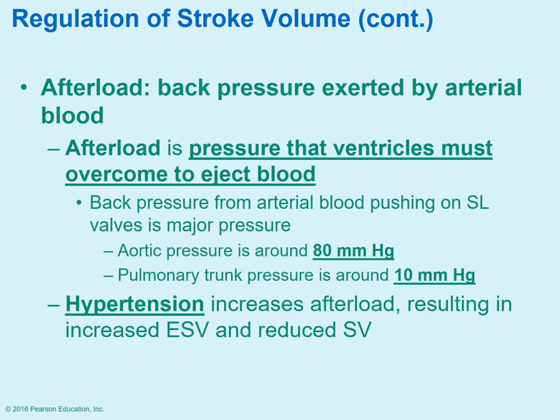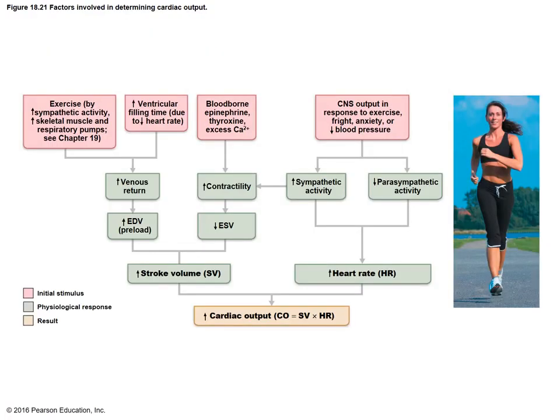Pressure is greatest in the aorta. There is pressure with the pulmonary trunk, but not nearly as high. In an individual who has hypertension or high blood pressure, this afterload is increased. That's going to have an effect on things such as stroke volume. So this is just showing how all of the factors can play a role in helping to determine what that cardiac output is.